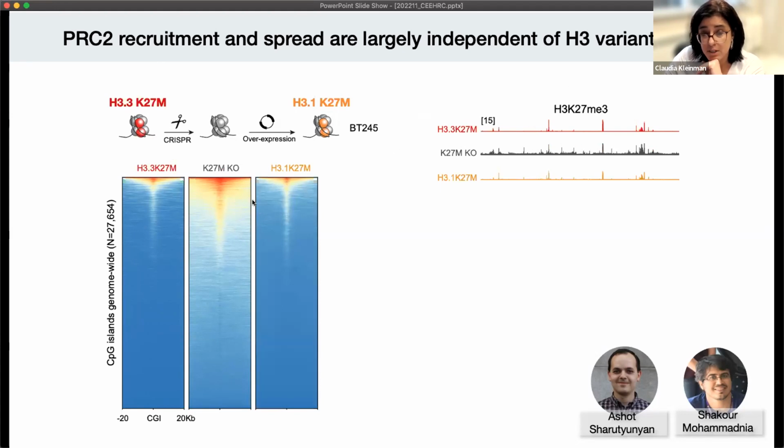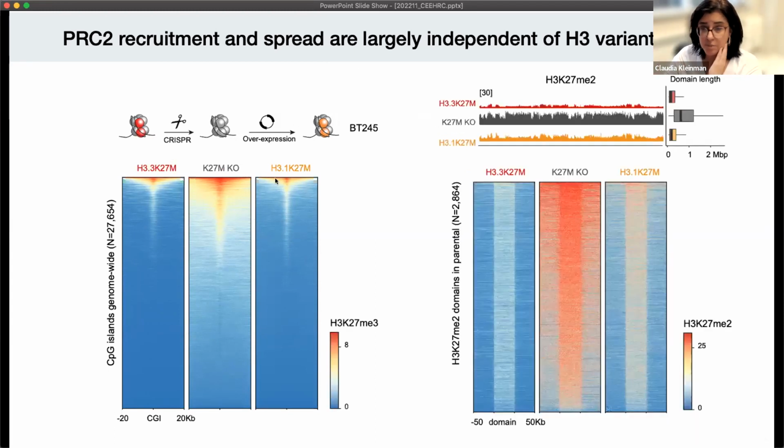So the same CGI islands are the ones that remain painted with the mark. So we don't see a major effect on PRC2 recruitment. PRC2 lands where it should, based on the pre-programmed cell of origin programs. The same happens with K27ME2. We see a reversion of the patterns, not at the level of K27ME3, but quite similar, and not many differences that we can see genome-wide here.